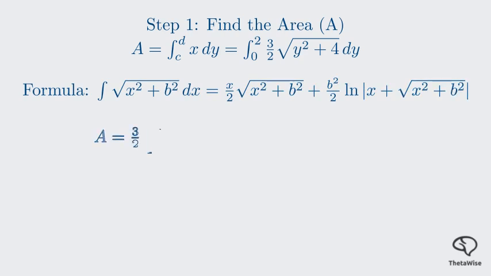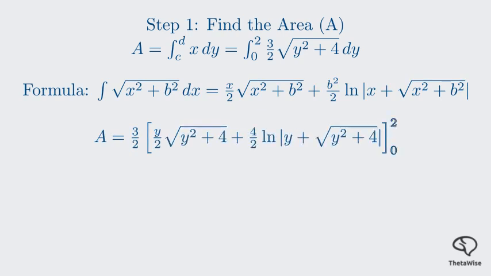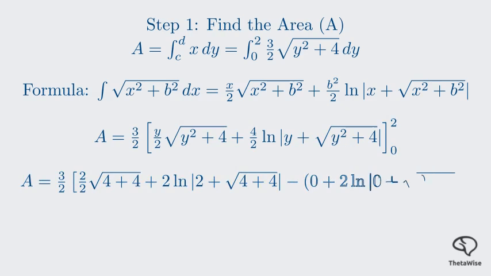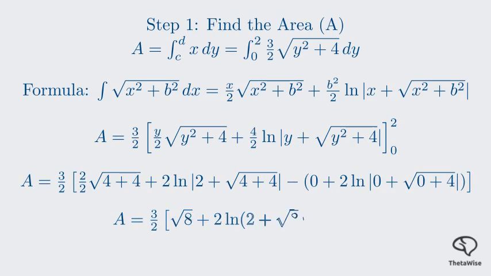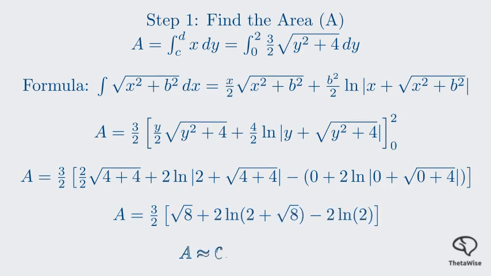Applying this formula to our integral, where y is our variable and b squared is 4, we get a rather long expression to evaluate from 0 to 2. Substituting 2 for y gives 3/2 times the quantity, square root of 8 plus 2 times the natural log of 2 plus the square root of 8. Substituting 0 for y gives 3/2 times 2 times the natural log of 2. Calculating this gives an area A of approximately 6.8868 square units.